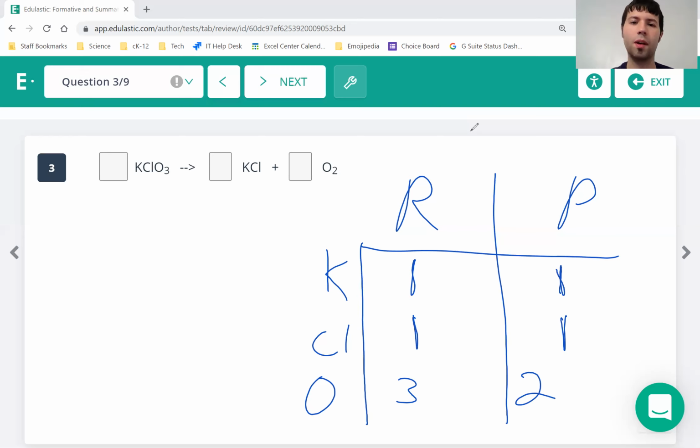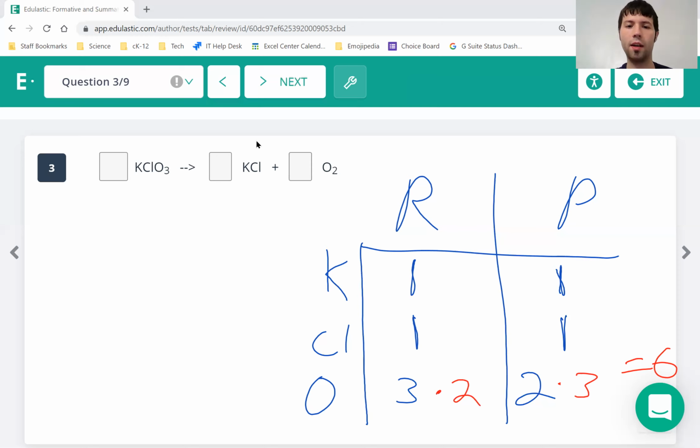So I know I need to balance my oxygens. And the easiest way to do that is to just multiply both sides by what's on the other side. So multiply my reactants by 2, because that's what's on the other side. Multiply my products by 3. And I should get the same number on both sides. This is just a cross multiplication. So in both cases, this gives me 6. So I know that when I'm finished balancing my equation, I should have 6 on both sides.